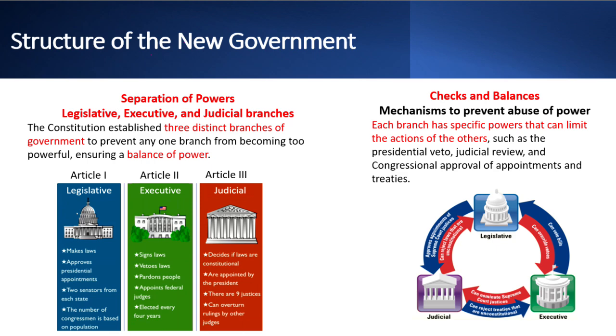It is. So let's break it down a little bit. Let's start with separation of powers. Okay. What does that mean? So they divided the federal government into 3 distinct branches: legislative, executive, and judicial. Each branch has its own powers and responsibilities. Right. So no one branch can become too powerful. Exactly. It's designed to prevent any one person or group from having too much control.